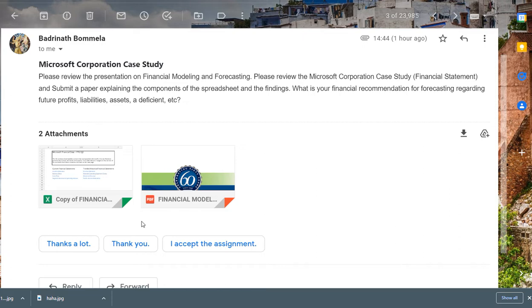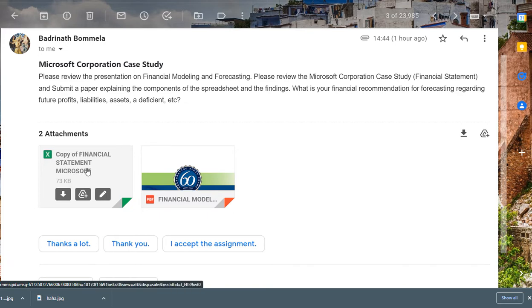If you observe, two documents are attached in the mail and a simple question is asked to which you need to provide the answer. Let us read the question. The question says, please review the presentation of the financial modeling and forecasting. You need to review this document. Then please review the Microsoft Corporation case study. Then cross-check this case study and submit a paper explaining the components of spreadsheet and finding. So you need to evaluate this spreadsheet and you should comment, you should interpret some details regarding the spreadsheets and what information you found in the spreadsheet.